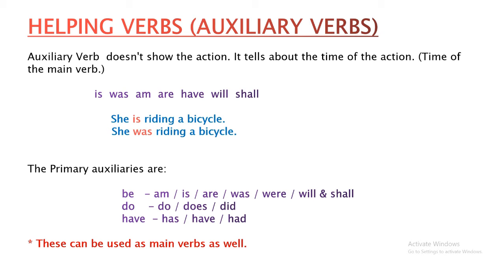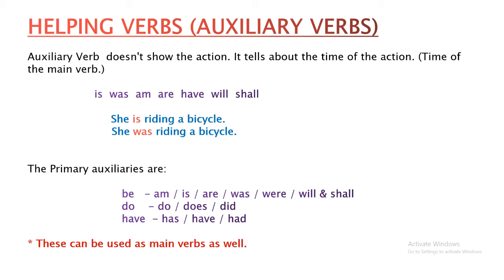Look at the examples. In these two sentences, main verb is riding. In the first sentence, helping verb or the auxiliary verb is "is". And second sentence, auxiliary verb is "was". So in the first sentence, the helping verb "is" shows you the time of the action. She is riding. She is riding means the action is happening now.